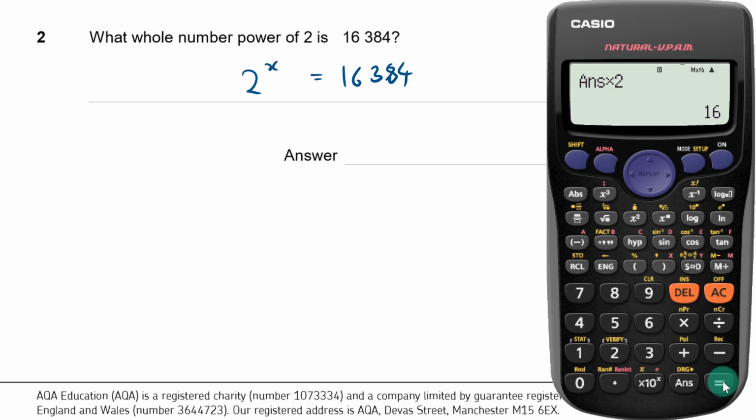And I can keep going, and I just need to count how many times I press equals. So I've pressed it 4 times so far. So that's 5, 6, 7, 8, 9, 10, 11, 12, 13, 14 presses. So that would mean that that is equal to 2 to the power of 14. Okay, again, I can just double check that now on my calculator. 2 to the power of 14. Yeah, that is 16,384 as we thought.